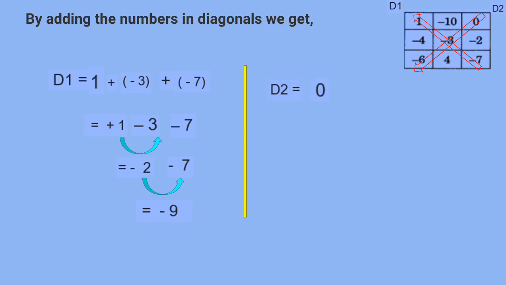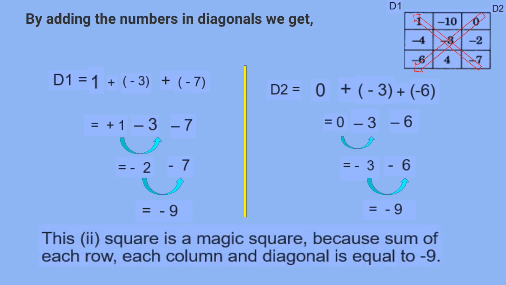Similarly, I will take diagonal 2. 0 plus minus 3 plus minus 6. In this step I am going to remove all the brackets. 0 minus 3 is minus 3, minus 6. Minus 3 minus 6, minus 9. So here I got minus 9 for all rows, all columns and all diagonals. So I'll write the answer like this. Square 2 is a magic square because the sum of each row, each column and diagonal is equal to minus 9. Like this you have to write the answer.